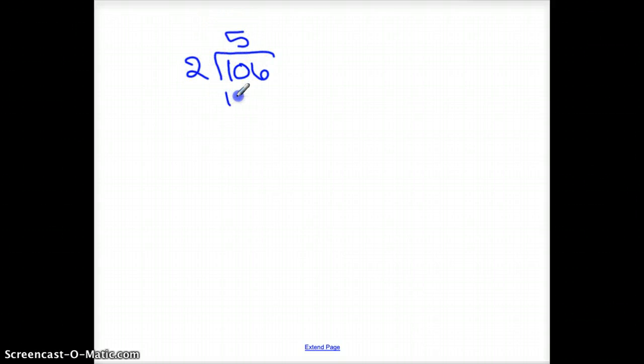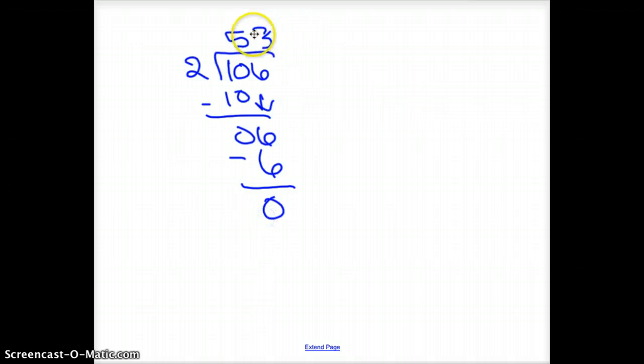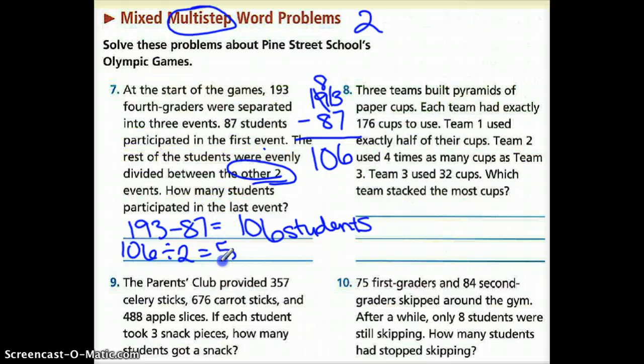2 times 5 is 10. Subtract, bring down my 6. 6 divided by 2 is 3. 2 times 3 is 6. Subtract, I get 0. So I have 53 students in the last event. So that's my final answer for how many students participated in the last event. That's 53 students.